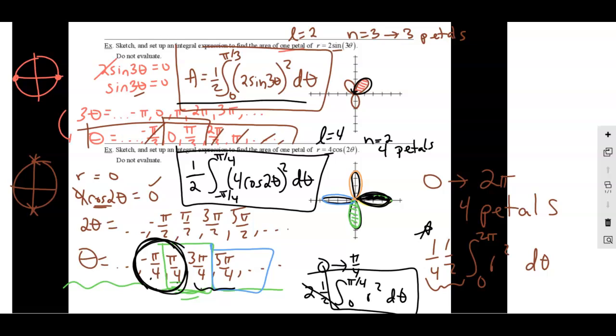But if you want one complete petal, you just set that equation equal to 0 and figure out which two theta values are going to work. Honestly, you can pick any one, but if you just want to shade one complete petal, negative pi over 4 to pi over 4 did get us that whole petal.